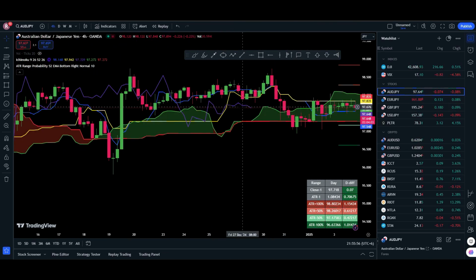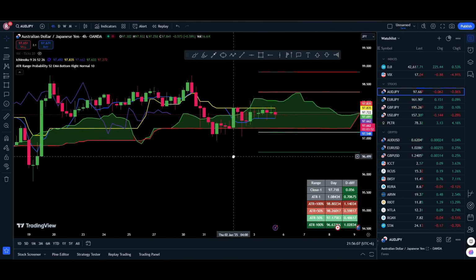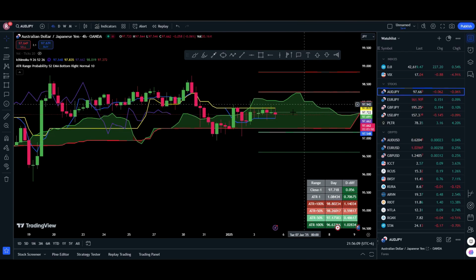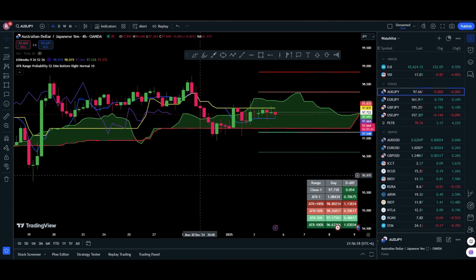This is the lagging span. The purple one is the lagging span. The blue one is the conversion line. The yellow one is the baseline, and this is our cloud, the leading span A. This is the green one, leading span A, leading span B, and in between it is the blue line.